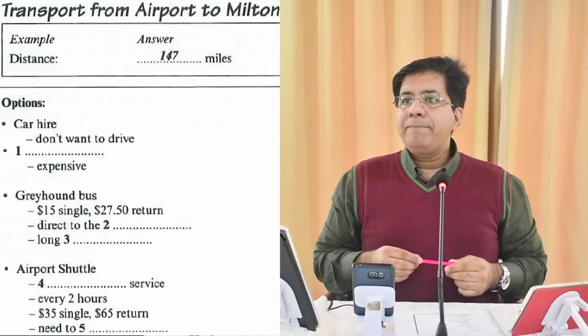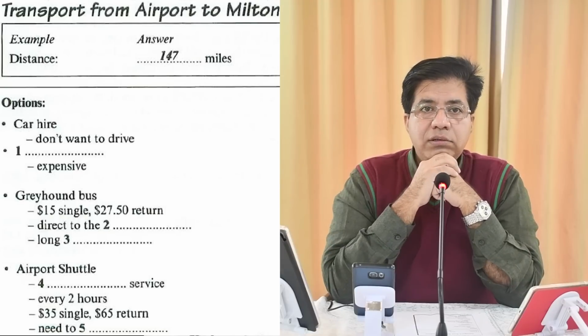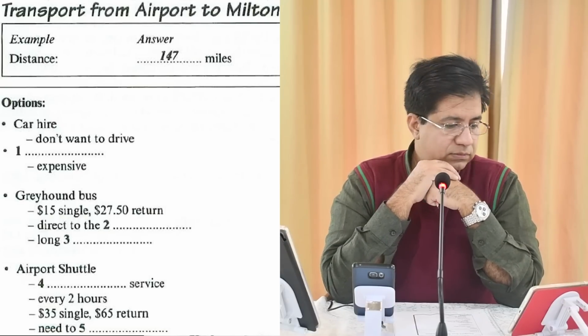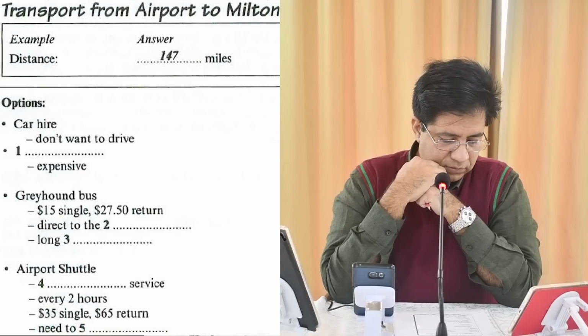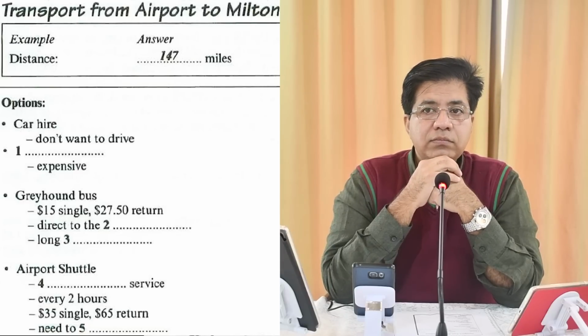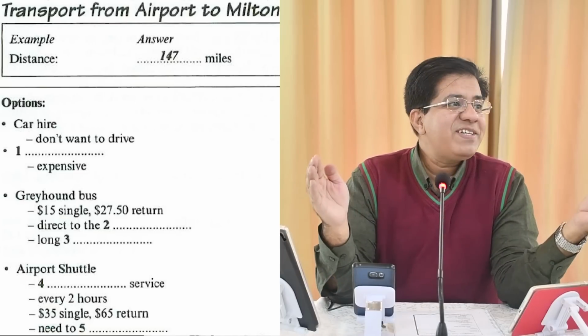So how much does that cost? Let's see. Yeah, that's $35 one way, $65 return. So I guess it's a bit more expensive than the Greyhound. Oh, that doesn't sound too bad, especially if it'll take me straight to the hotel. But you do need to reserve a seat. Okay. You do need to reserve a seat.